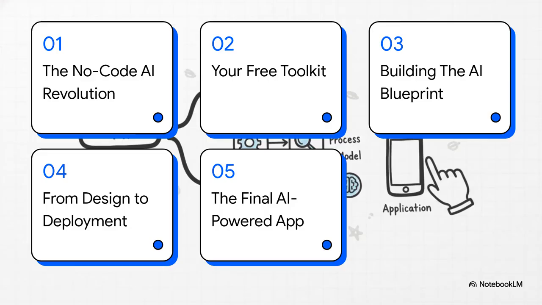So here's how we're going to break it all down. First, we'll meet the AI agents that are making this whole revolution possible. Then, we'll look at the complete free toolkit you'll need to pull this off. After that, we'll walk through the plan for a real project, watch the AIs actually build it, and finally, we'll check out the finished product.